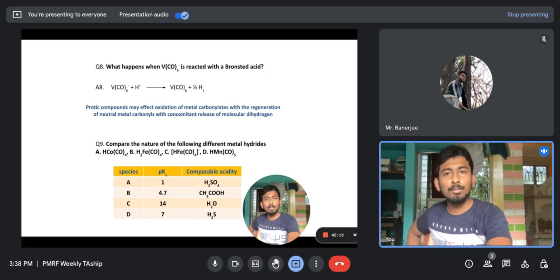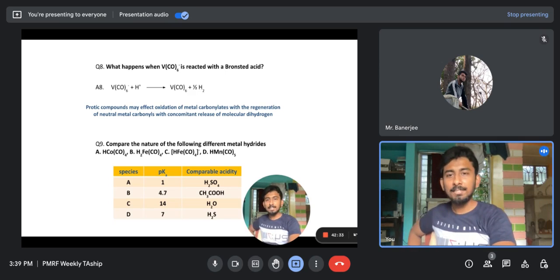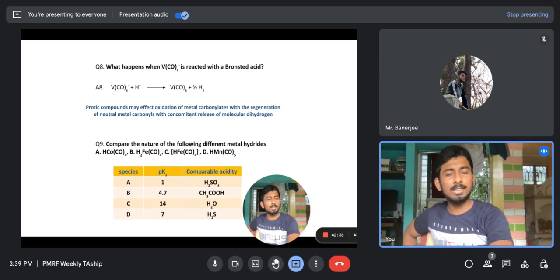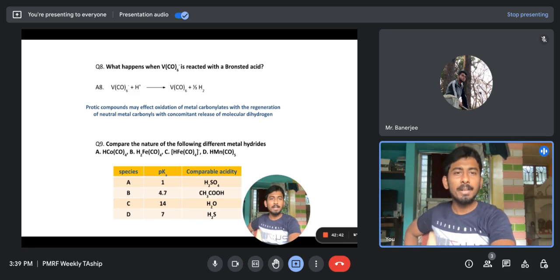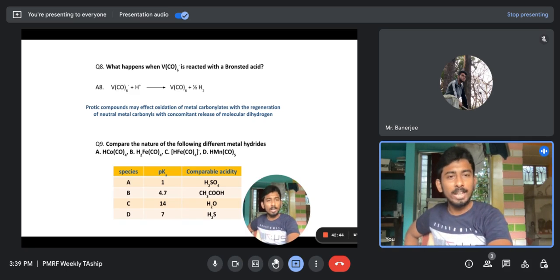In case of H2Fe(CO)4, the melting point is minus 70, so it is even more unstable than the corresponding cobalt analog. The decomposition point is minus 10, and the 1H NMR shift is minus 11.1, though the pKa is in the range 4.7, that is comparable to acetic acid. In case of HFe(CO)4 minus, the melting point, decomposition point or IR stretching frequencies cannot be considered because it is quite difficult to trap such unstable intermediates. So the pKa is in the range 14 and the acidity is compared with water.